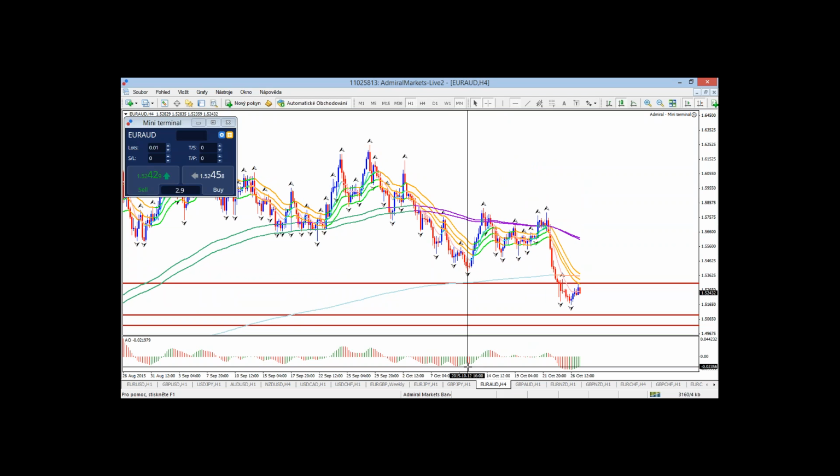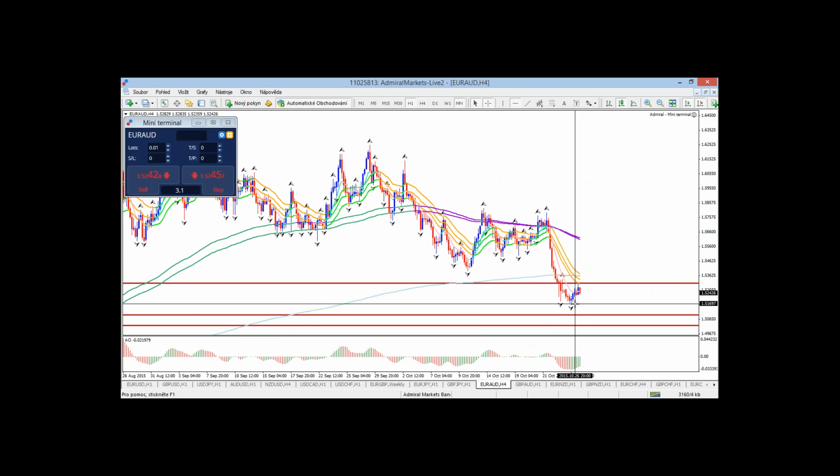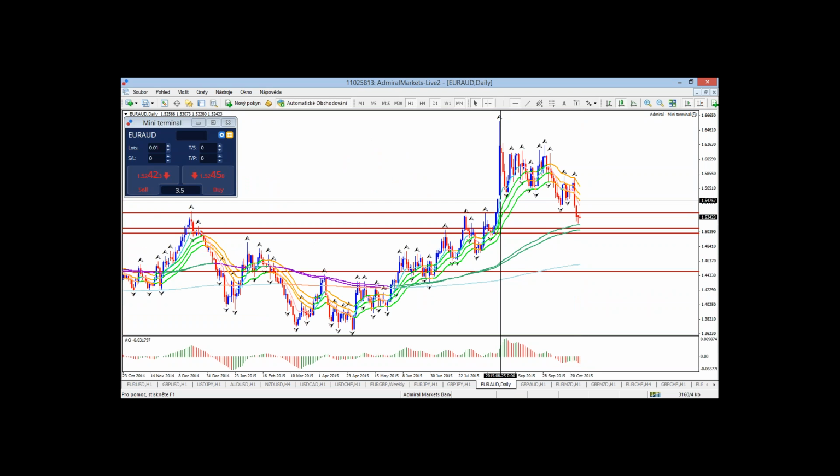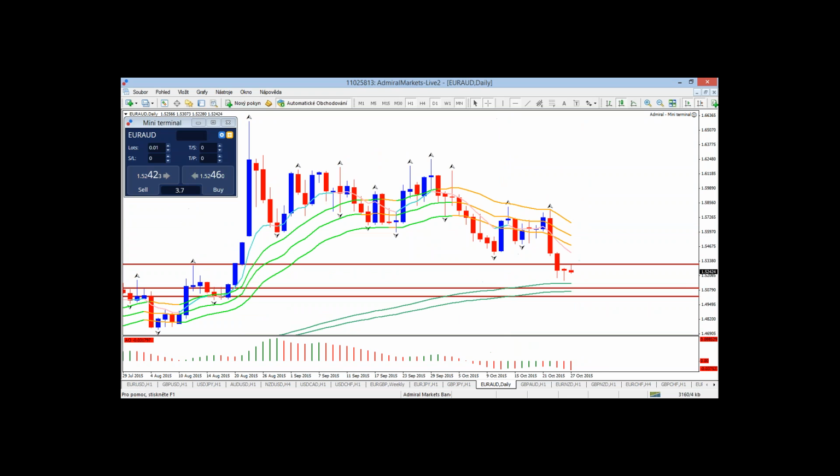Now, the 4-hour chart does not have divergence. So one more break of this bottom could occur because of that. The pin bar. There's a pin bar here indeed.